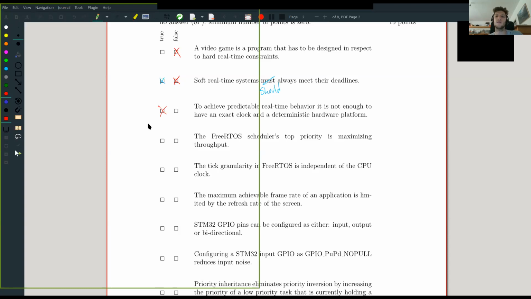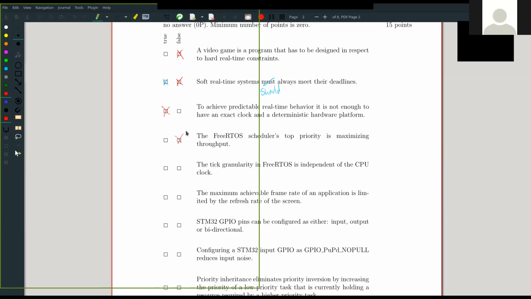Okay, then. The FreeRTOS scheduler's top priority is maximizing throughput. No. Yes. Easy. I think we talked about the scheduler a bit. I'm not sure if we touched on how the FreeRTOS scheduler works, but you should be quite familiar with how it works from doing the project, right?